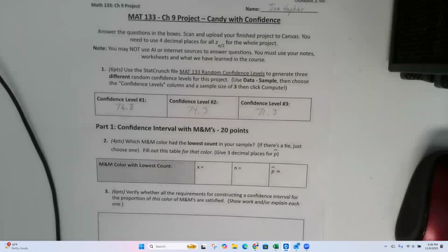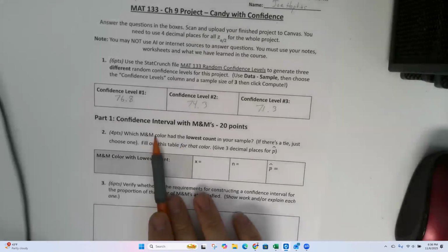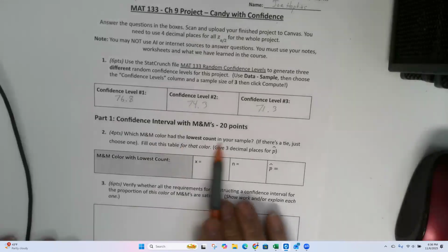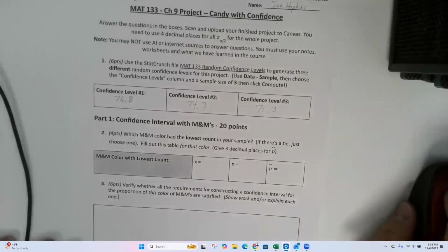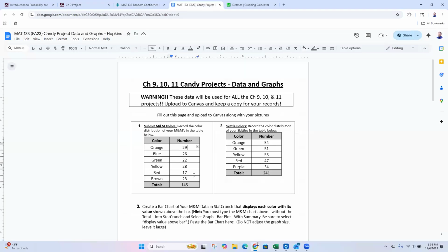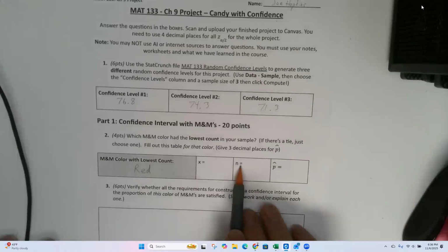So, all right. We're gonna start with a confidence interval for M&Ms. Which M&M color had the lowest count in your sample? If there's a tie, just pick one. All right. So the lowest M&M for me was red. And we need X, N, and p-hat. Starting with N, what is N? What does that mean in this class? What does N represent?